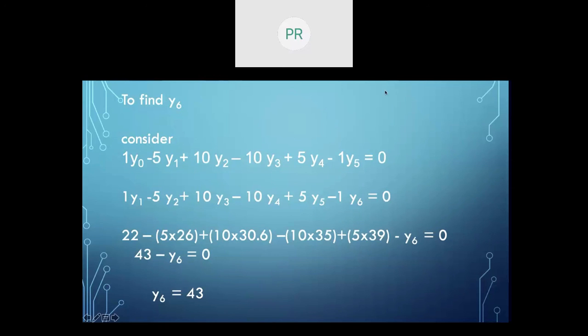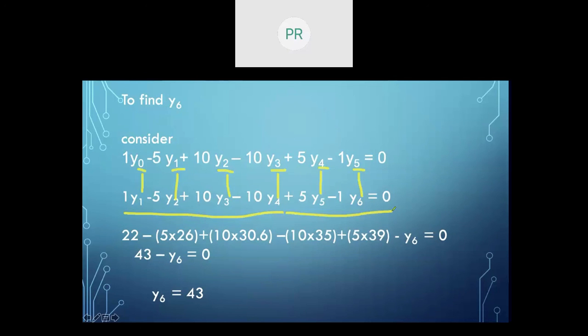So the next step is to increase the value of the subscript by 1. So all the values of the subscript are increased by 1. So now this 0 is going to become 1. Now 1 is going to become 2. 2 will be increased to 3. And now 3 is raised to 4. And 4 increases to 5. And 5 has been increased to 6. Now this equation is the new equation that has been modified in order to get the value of y6.